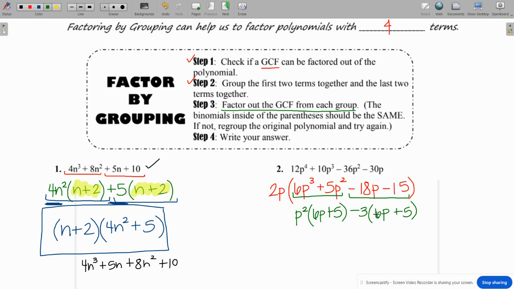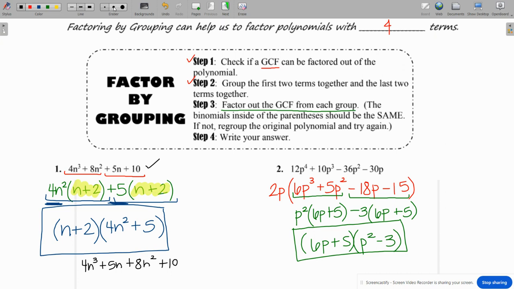Now I have a quantity of 6p plus 5 out of each group, which means we would factor out the 6p plus 5, and the second set of parentheses would be the binomial p squared minus 3. So this would be our final answer, one binomial times another binomial. And again, if we wanted to check our answers, we could multiply the two binomials. 6p times p squared. Oh, wait, hold on.